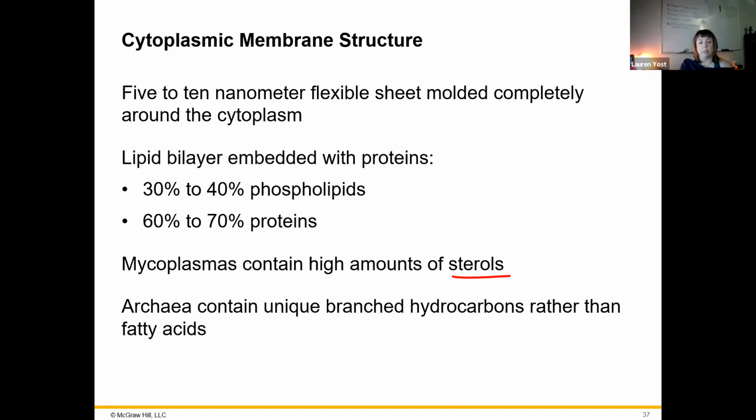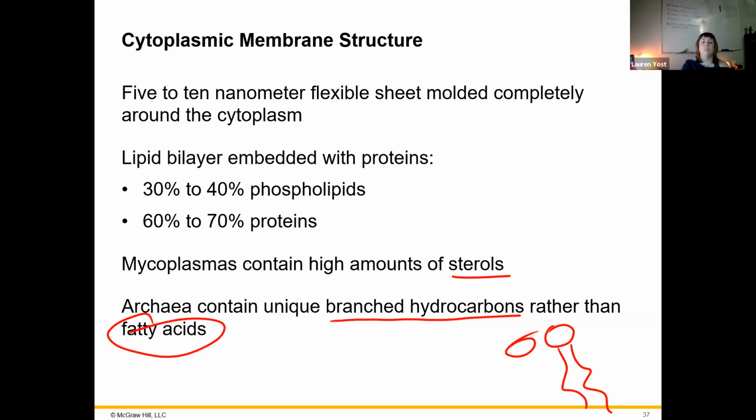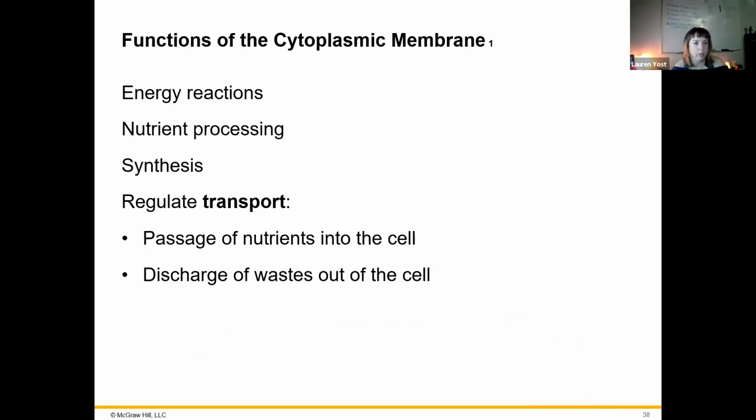Archaea are kind of different completely. They have branched hydrocarbons instead of fatty acids, which we were just talking about, right? About phospholipids and how they have the charge and the fatty acid tail, and how that's what gives the whole lipid bilayer its structure. So this is just one side of the lipid bilayer, but we have a whole bunch of proteins dotted all over the membrane to perform whatever functions the cell needs performed along the membrane.